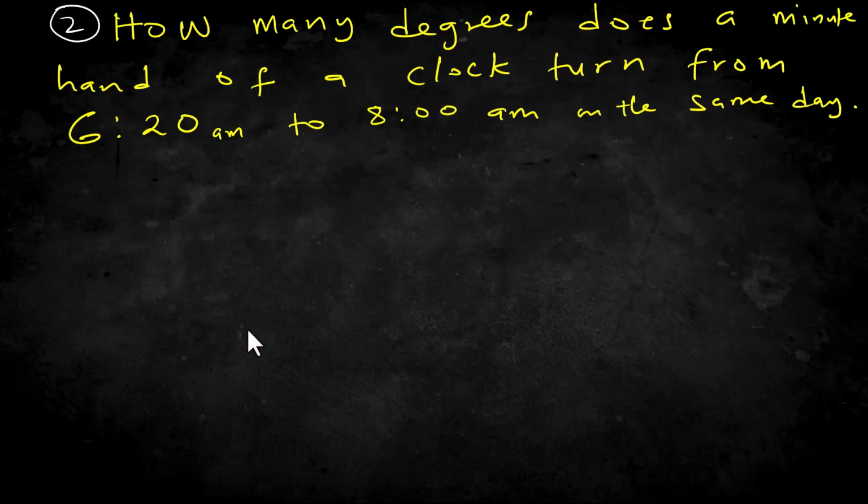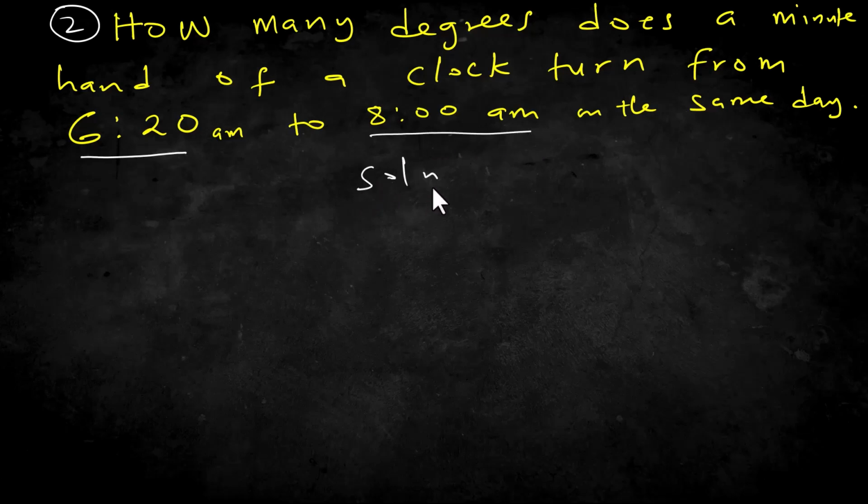Example 2. So this one will guide you, and it will help you understand the concept very well. All right. So how many degrees does a minute hand of a clock turn from 6:20 a.m. to 8 o'clock a.m. in the same day?